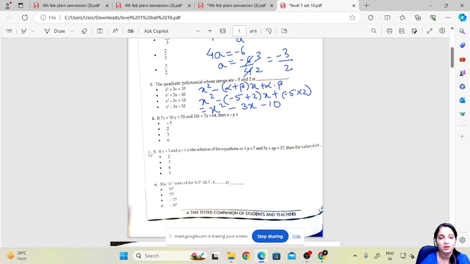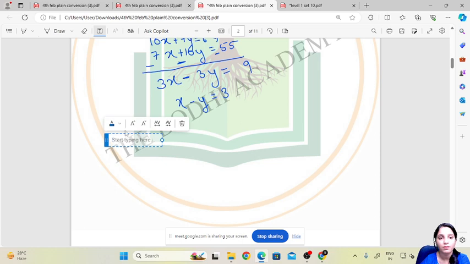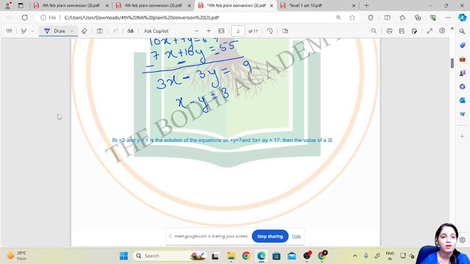Then, if x is equal to 3 and y is equal to 1 is the solution of the equations ax plus y equal to 7 and 5x plus ay equal to 7, then the value of a is? You can take any of these equations. I'll take ax plus y equal to 7. So in place of x I'll put 3, plus y is 1, equal to 7.